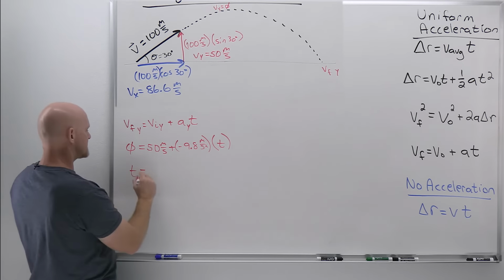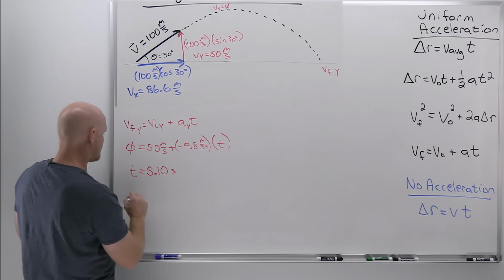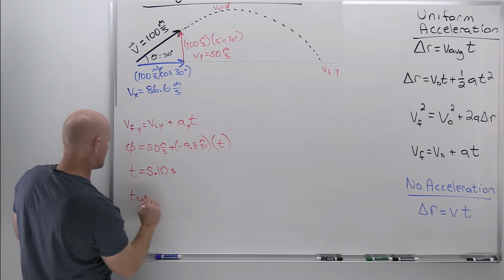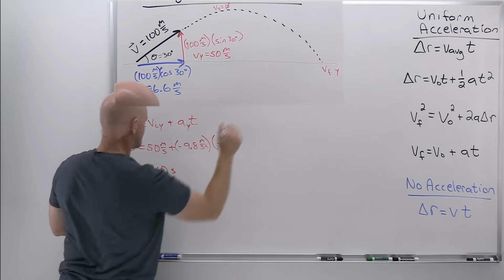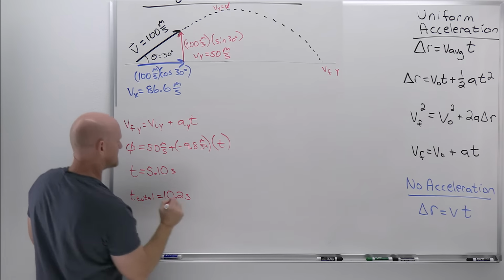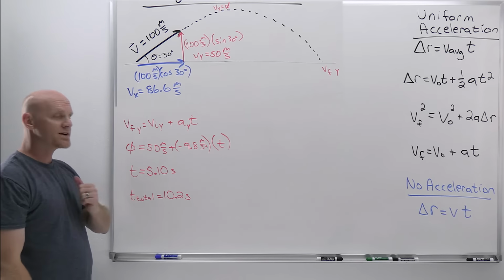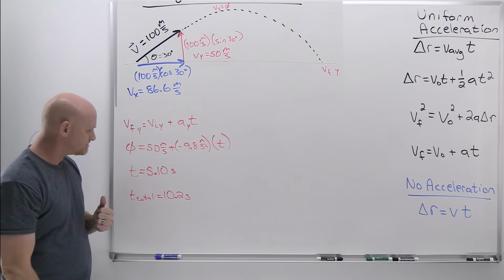And we already know this is going to come out to 5.10 seconds. Cool, and that means that the total time for the way up and the way back down is just double that, at 10.2 seconds. Again, exactly the same numbers from the last problem, which is why it's working out to be exactly the same amount of time.